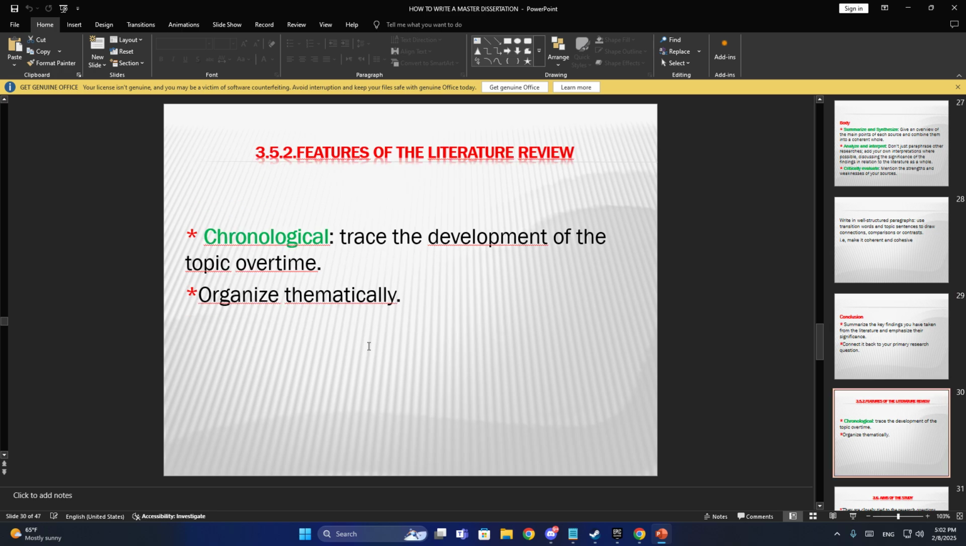The literature review, as I said earlier, should be chronological. It traces the development of the topic over time and is organized thematically. You have to organize thematically. It means don't just talk about the ideas of the resources you have looked at. Your ideas should be organized.